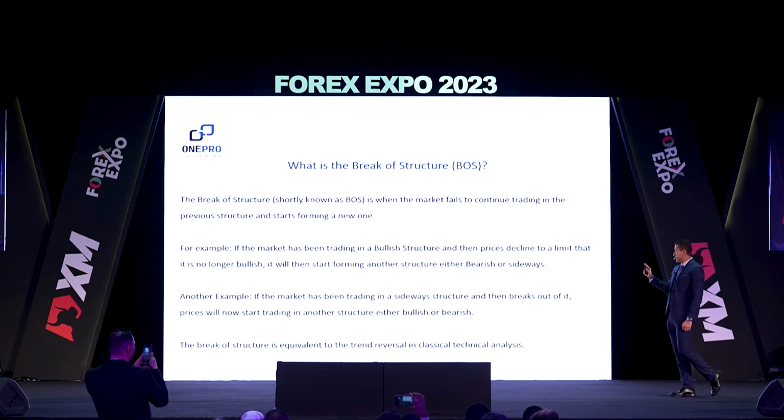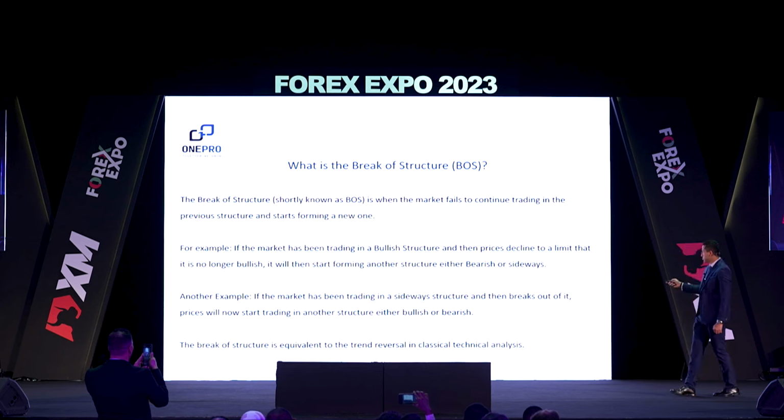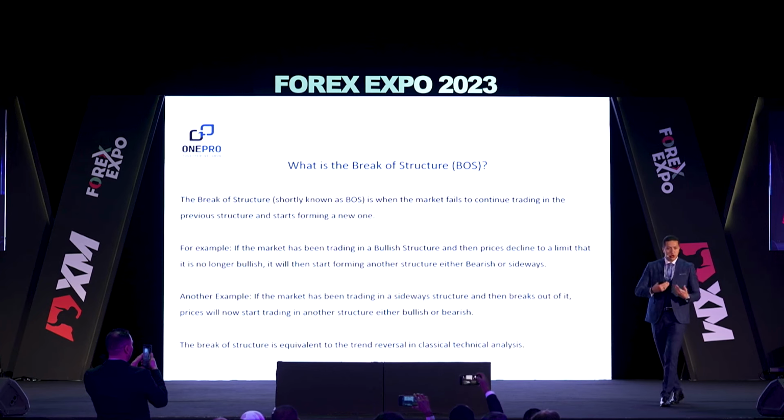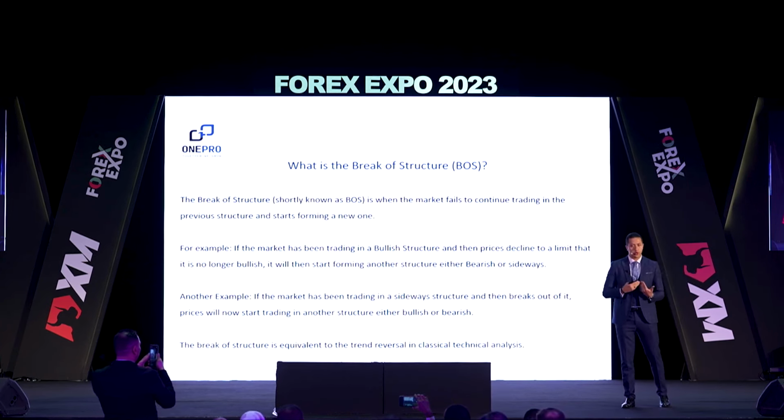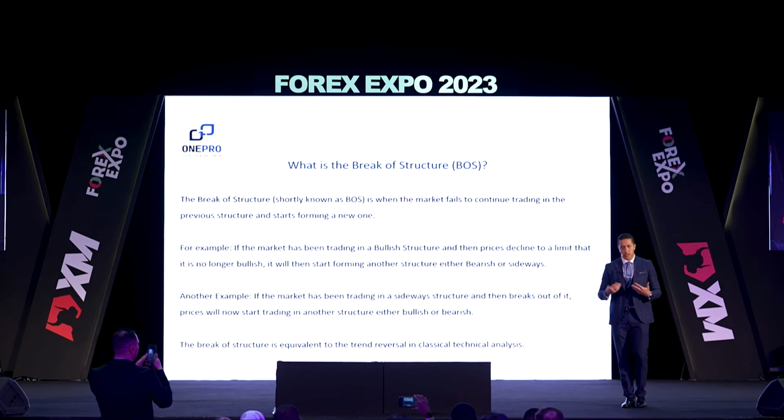For example, if the market has been trending in a bullish structure and then prices decline to a limit, it's no longer bullish, we can say it's a break of structure. So let's say the dollar index right now is going higher, okay? It doesn't go to the upside in a straight line. It goes up a little bit before retracing.